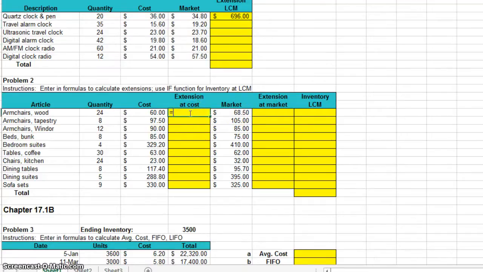So at cost, simply take the quantity times the cost, and at the market price, again take the quantity and multiply it times the market price. Once again, you'll have to look at those two numbers and pick the lower of the two, and that's where the method comes from, the lower of cost or market. In this case, the cost is lower, so I'm going to click equals and click on that 1,440 and press enter, and that'll be the number that shows up in the final column.